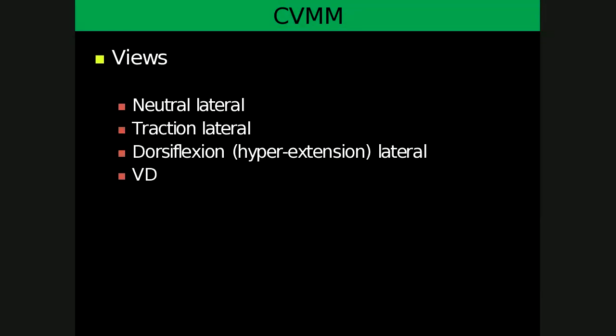So the typical radiographic views would be a neutral lateral, traction lateral, or dorsiflexion or hyperextension lateral, and a VD view. And these might need to be performed after a myelogram as well, and even with advanced imaging such as CT and MRI, these views might be done with all of the views neutral as well as the dynamic views.